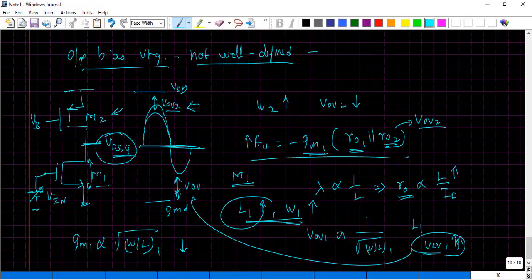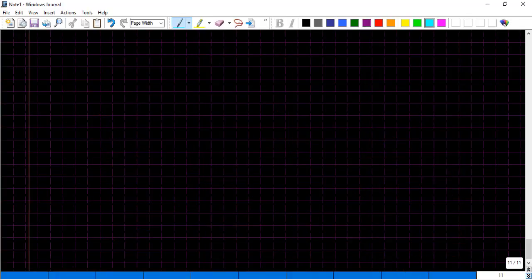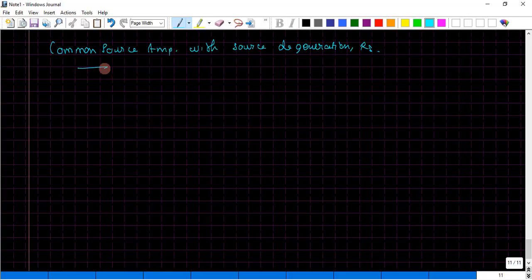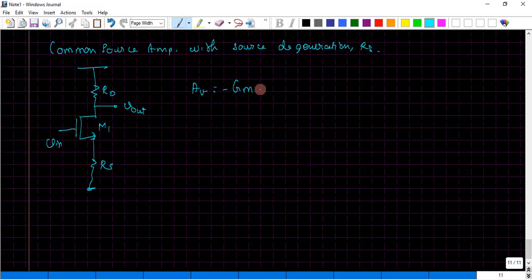So the next topic would be a common source amplifier with a source degeneration resistance. First, I'll quickly make the circuit before we really start analyzing it, where the gate is applied with an input and the output is taken from the drain terminal of this M1 transistor. We know that the gain could be defined as the transconductance of the circuit times the Rout, the output impedance of the circuit.